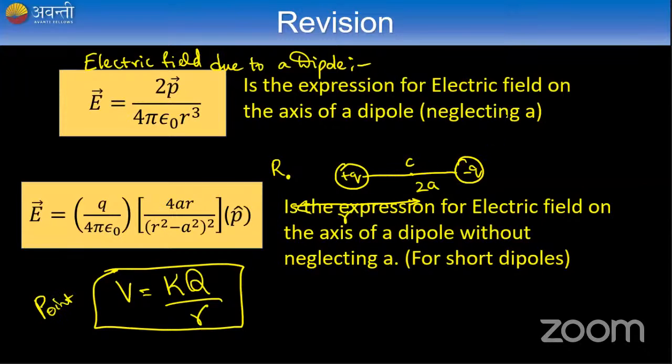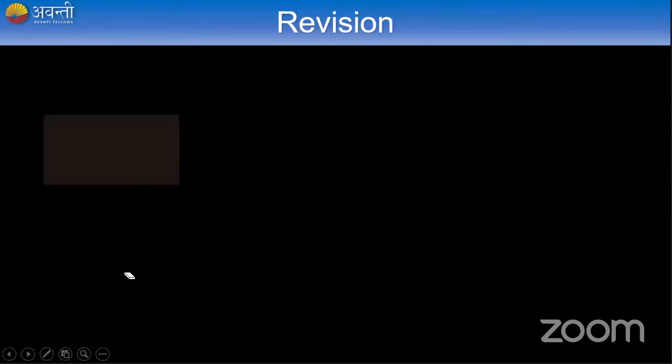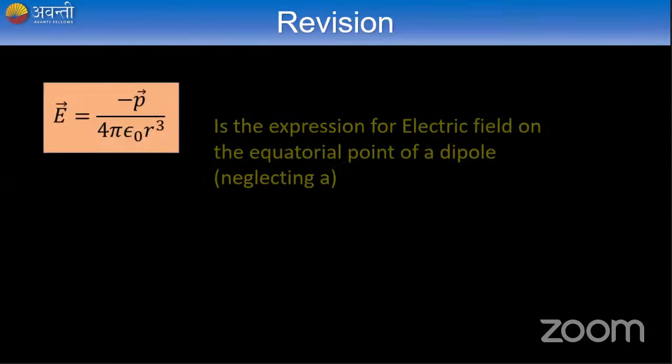Okay, that was correct for dipole, Prajwal. Yes. Electric potential due to a point charge is given by V equals KQ by R. Guys, do you remember this? Click on S if you know. Yes. So in today's class, okay.